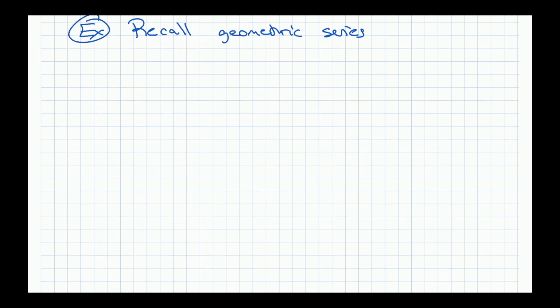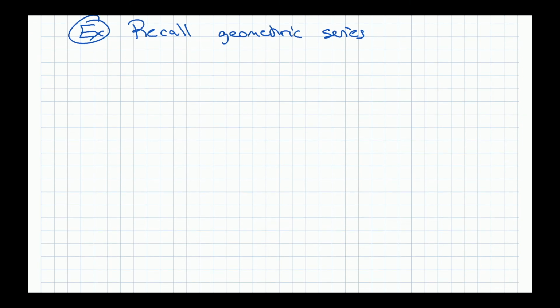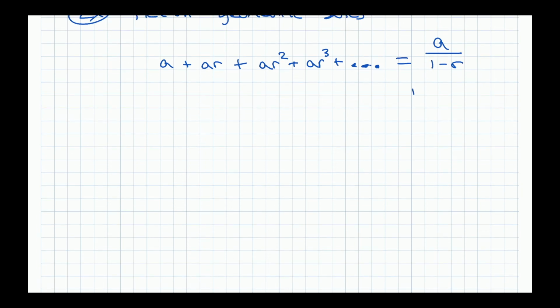Recall the geometric series. If you have a plus ar plus ar squared plus ar cubed plus dot, dot, dot, that's a geometric series, and it converges to a over 1 minus r if the absolute value of r is less than 1. So that's the geometric series formula.